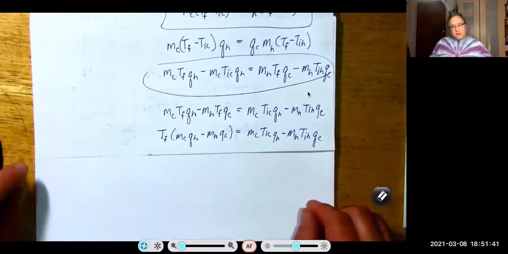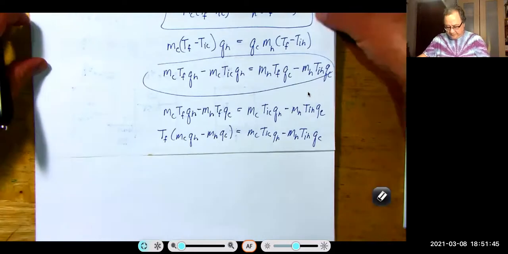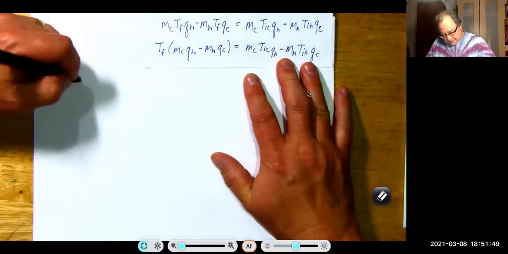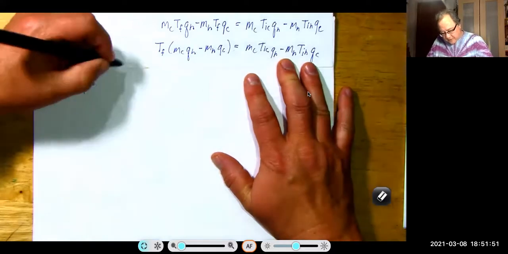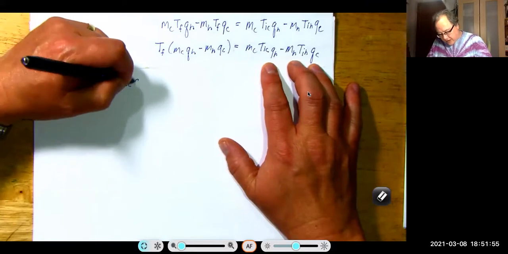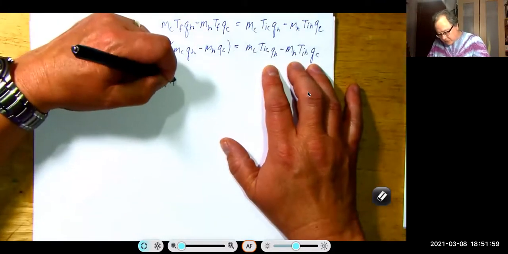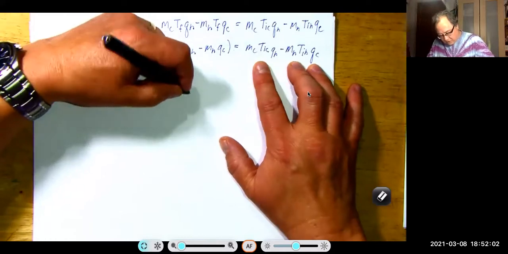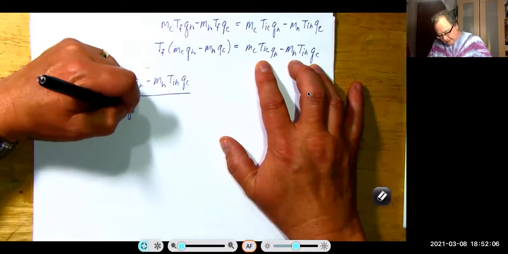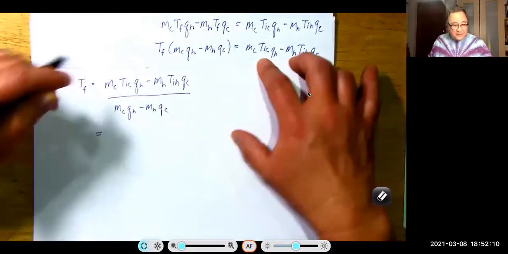Oh boy, almost there, almost there. So finally we get that T final is equal to mass of the cold, T initial cold, Q hot minus mass of the hot, T initial hot, Q cold, all over mass of the cold times Q of the hot minus mass of the hot, Q of the cold. And I sure hope I haven't made any mistakes along the way.